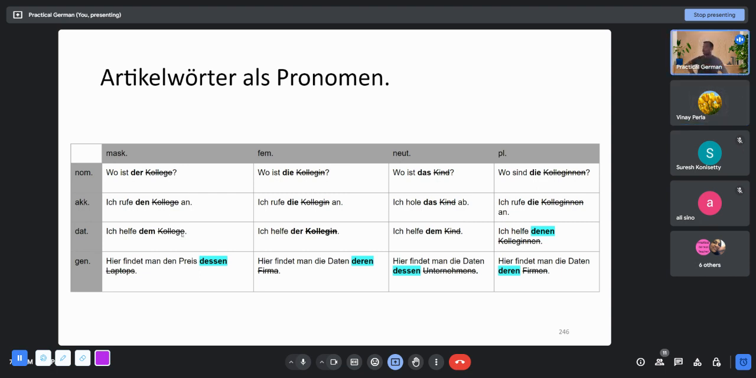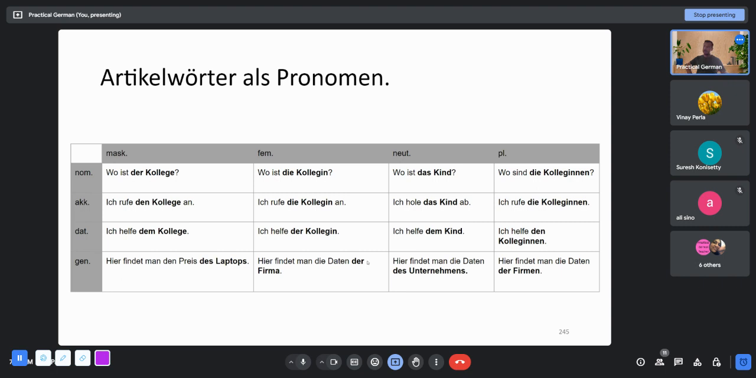So you notice, right? For nominative, accusative, dative, all you have to do is just throw the noun away. But in genitive case, you have to be careful. You had des Laptops, right? You throw the noun away, Laptops, but you have to say dessen. Again, here you had deren Laptop. You throw the noun away, but you have to say deren, not just der.